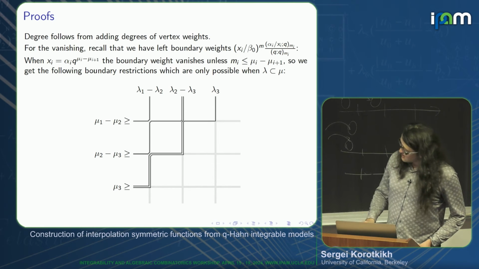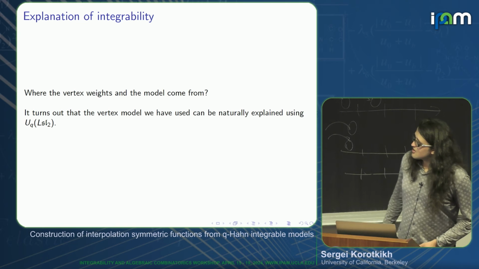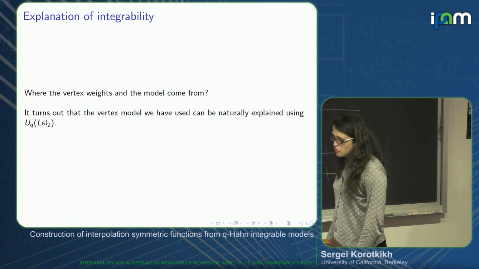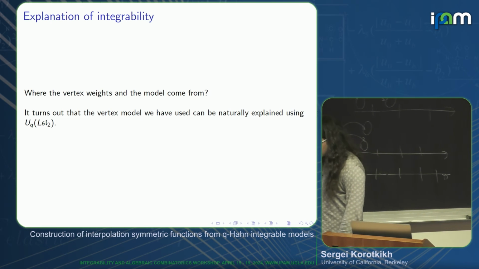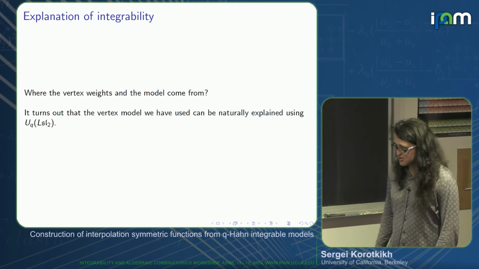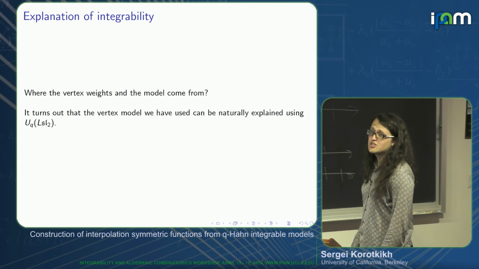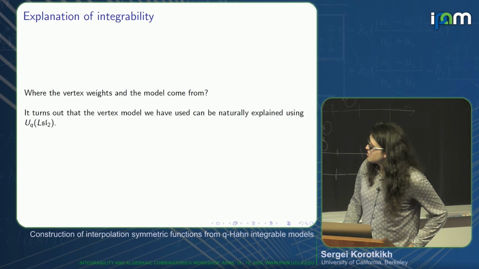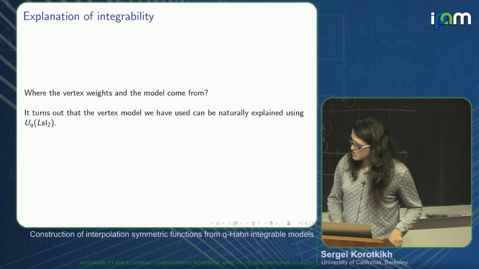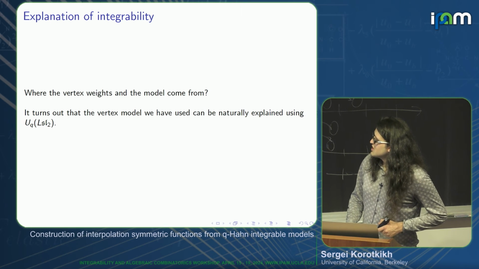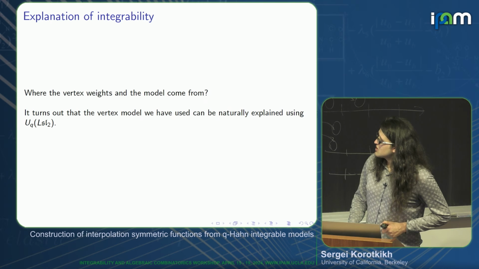So to explain it, I will make a certain detour in the world of quantum loop algebras. It turns out that the integrability of the model is most naturally seen if you look at the representations of the quantum loop SL2 algebra. Probably I should not expect everyone in the audience to be familiar with these representations, so let me at least give a rough outline of what the representation theory of this loop algebra looks like.